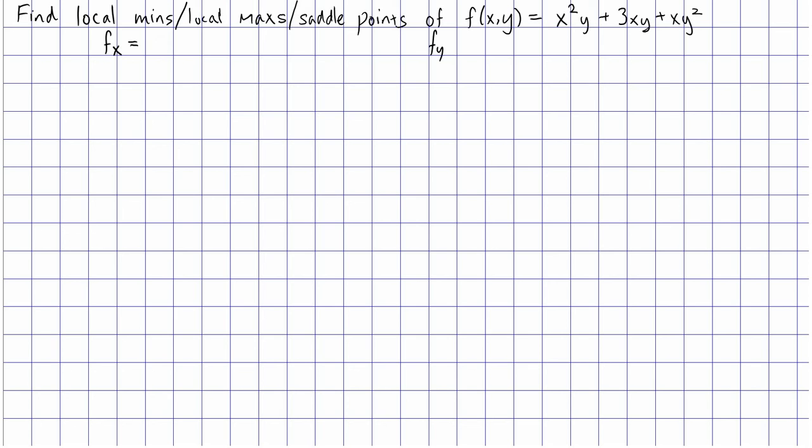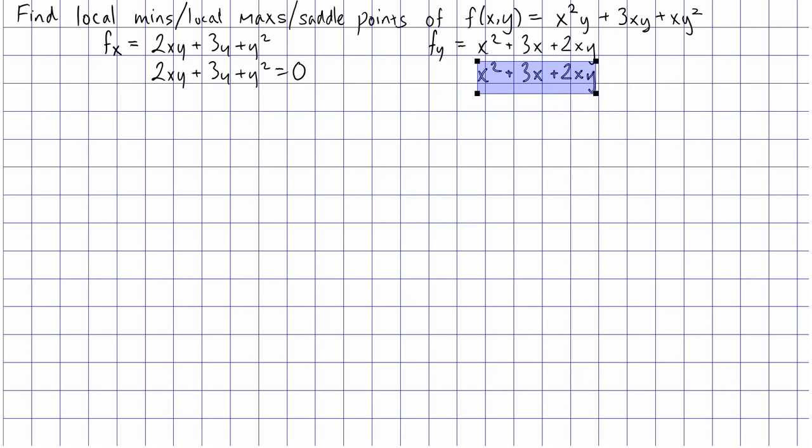If you compute the partial derivative with respect to x, you should get 2xy plus 3y plus y squared. And for the partial with respect to y, this should be x squared plus 3x plus 2xy. We're going to have to set each of these equal to 0, of course. So let's do that. Set that equal to 0. Set this formula for the partial with respect to y equal to 0 as well.